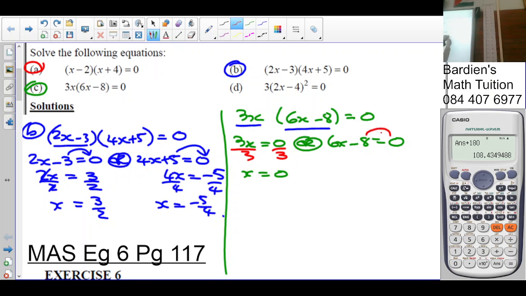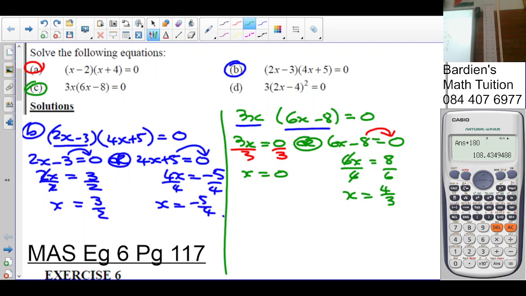On this side we take the 8 over. It becomes 6x is equal to 8. Divide by 6 on both sides. x is equal to 4 over 3, or 1 and a third, or 1.3 recurring. All of that is accepted.